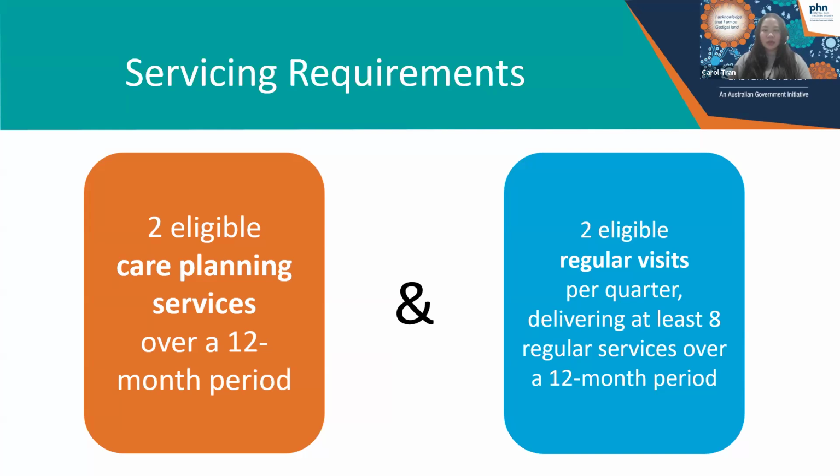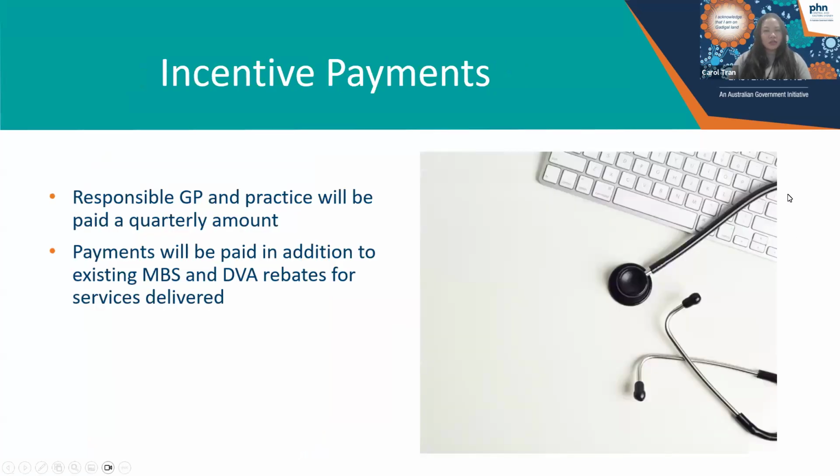A second visit can also be delivered by the same provider or another member of the patient's care team. This includes an alternative provider within the same practice, a GP registrar, a nurse practitioner, or an Aboriginal and Torres Strait Islander health practitioner or health worker. Under this incentive program, the responsible GP and their designated practice will be paid a quarterly amount. This payment will be paid in addition to existing MBS and DVA rebates for the services delivered.